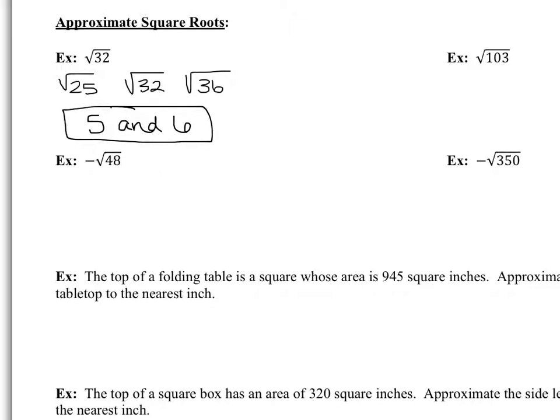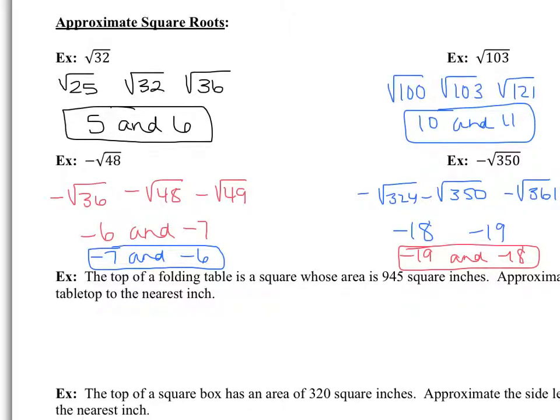If you then had to pick which one it was closer to, it would be closer to 6, because 32 is only 4 away from 36, and the square root is 6. Pause the video, try these 3, press play when you're ready to check your answers.